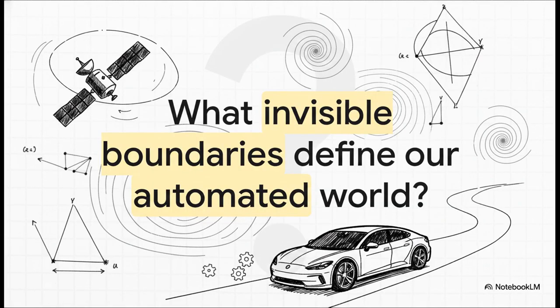Which leaves us with a pretty fascinating final thought. Harry Nyquist developed this frequency domain stability criterion way back in 1932. And today, almost a century later, we are using that exact same map to keep spacecraft from tumbling out of orbit and modern EVs safe on the highway. It really makes you wonder about all the other hidden mathematical architecture that's keeping everything around us in perfect, stable motion.